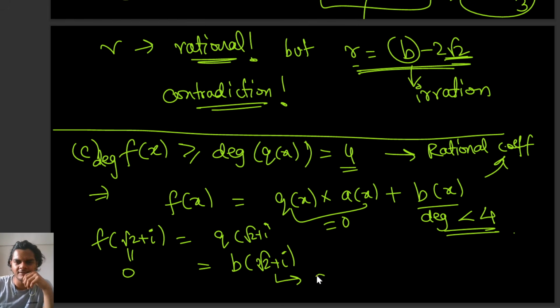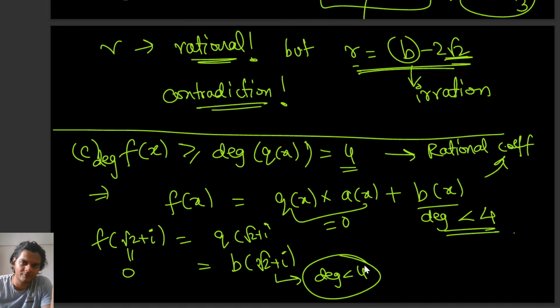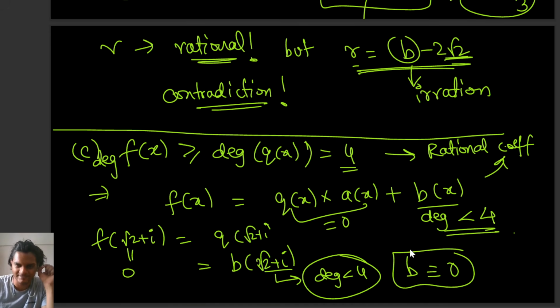But this is of degree less than 4. And we know that there exists no non-zero polynomial with degree less than 4, at least we can assume, such that this is a root. So this has to be identically equal to 0. b has to be identically 0. So that means q of x is always a factor of f of x. So that proves it. So that's it.